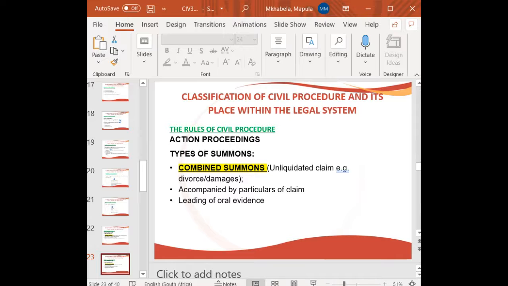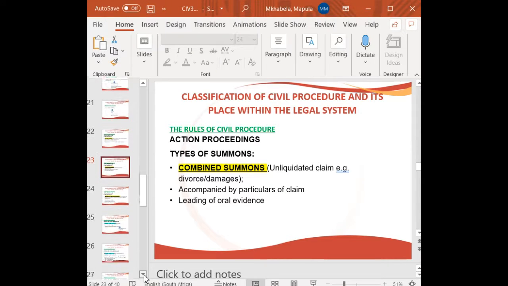Now, combined summons is a summons accompanied by particulars of claim, which is another document, ladies and gentlemen. Hence the word combined summons. It is an unliquidated claim or an illiquid demand, which must be determined by court after hearing of evidence, or even where the status of a party is affected. This is because there are serious factual disputes that require the leading of evidence.